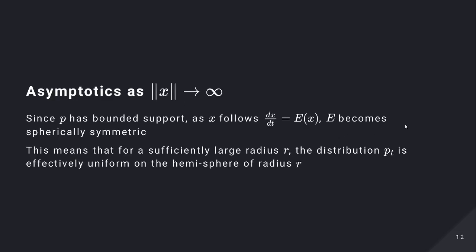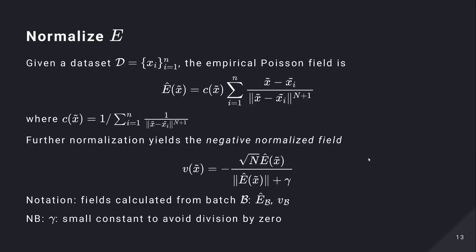And again, the asymptotics thing that I mentioned is really the best intuition I found for this: as you get further and further away, because it has bounded support, that's the important part. If it's not bounded, it could go infinitely far, and then it would not work. As you get further and further from this complicated distribution, it just looks more like a point, and so the vector field becomes spherically symmetric. And so that's the intuition for why you get a uniform distribution on a sphere.